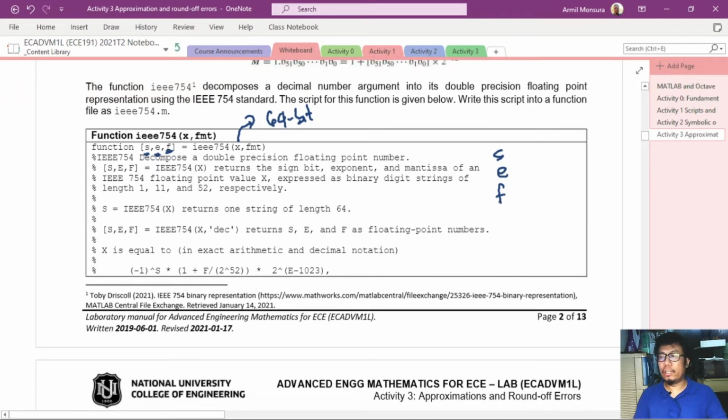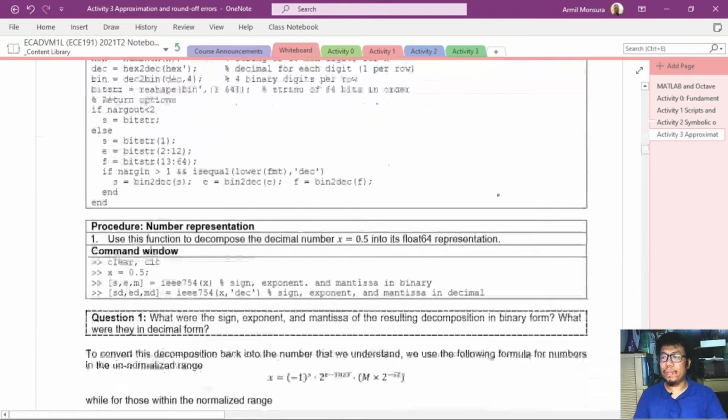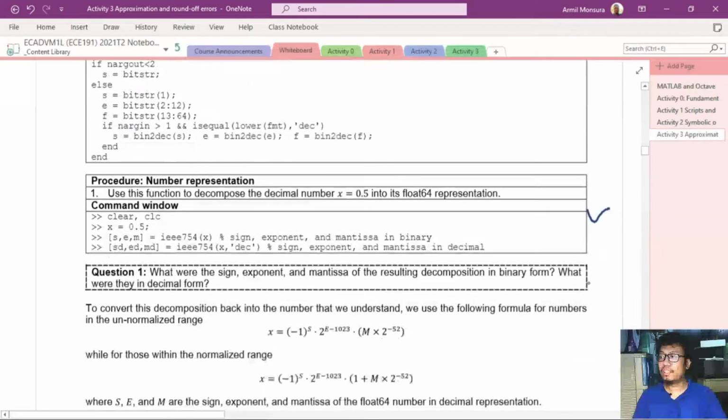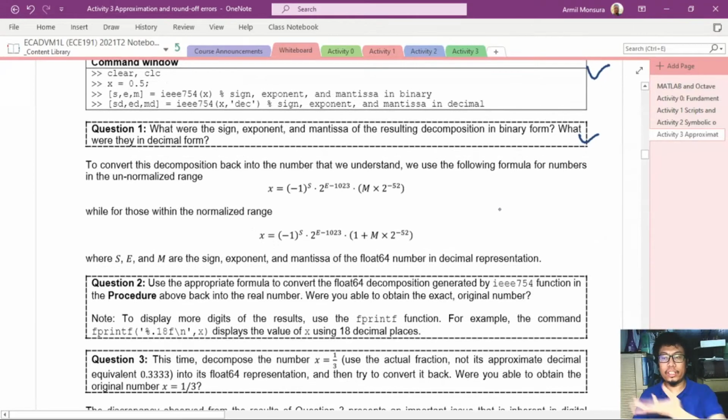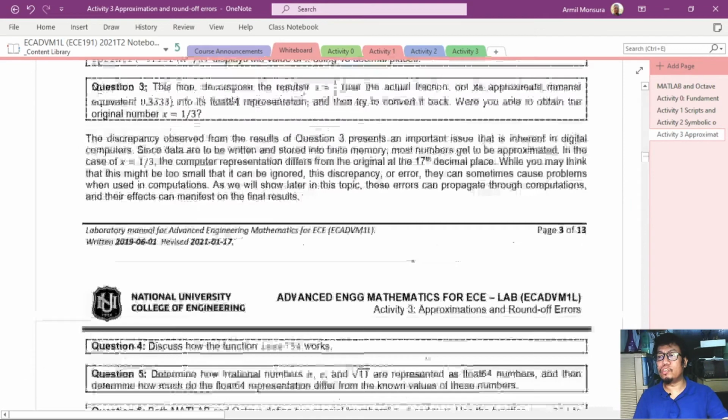So I would like you to explore this program and answer the questions, in order for you to understand, including the one that I have discussed earlier, and put into perspective how numbers are represented in your computer. So that's the number representation in computers.